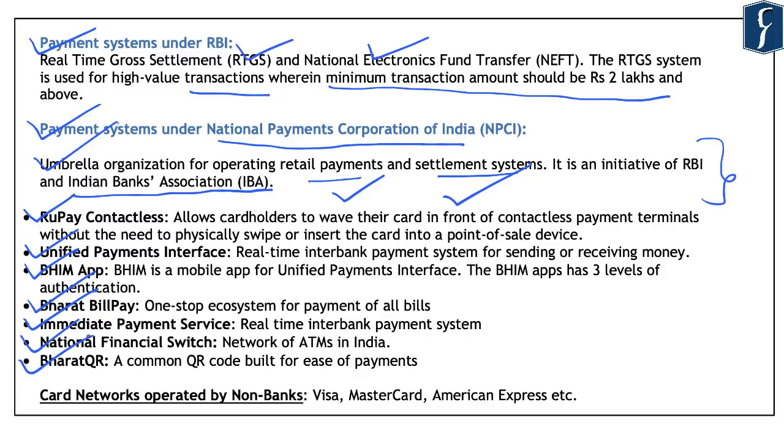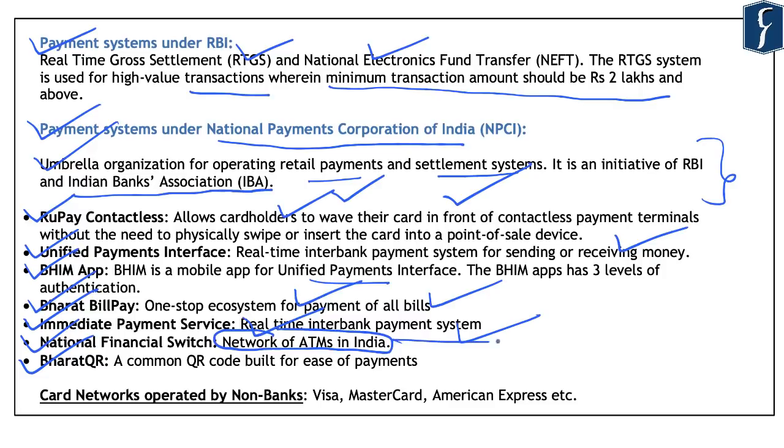Now regarding the RuPay contactless, you should note that it allows the card holders to wave their card in front of the contactless payment terminals without the need of physically swiping or inserting the card in the point of sale device. Further, regarding UPI, you might all be knowing that it is the real-time interbank payment system for sending or receiving of money. Regarding Bheem, it is a mobile app for UPI and the Bheem has 3 levels of authentication. Regarding the Bharat Bill Pay, it is one-stop ecosystem for payments of all the bills. Regarding immediate payment system, you should note that it is the real-time interbank payment system. And regarding the National Financial Switch, you should note that it is the network of ATMs in India.